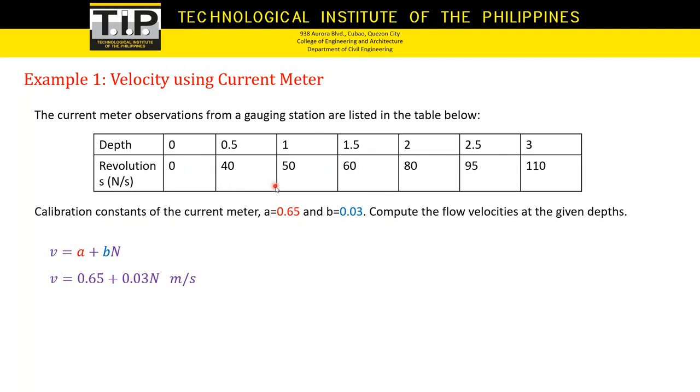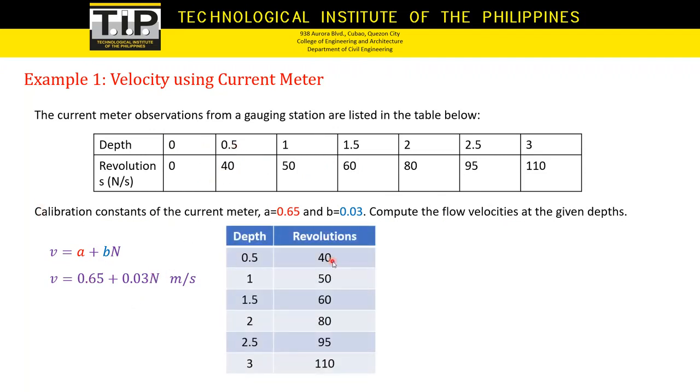If you substitute, let's say the first one at depth 0, N is 0 here, so velocity would be 0.65. And then at depth 0.5, just replace N with 40, and you'll get a value of 1.85. You may try that in your calculator, but that's basically it. Substitute the number of revolutions for N, and you'll automatically get the velocities.